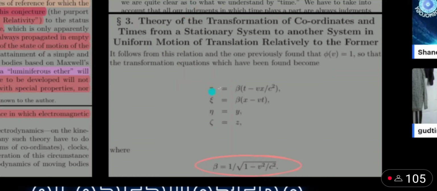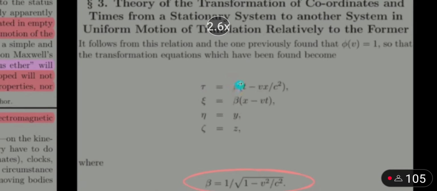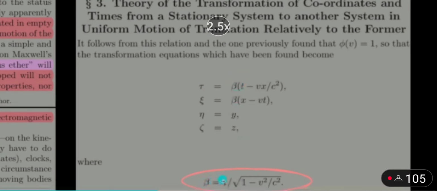So we've got our time variable here. This is going to be defined by our beta. This is our gamma factor contraction. So beta equals 1 over the square root of 1 minus v squared over c squared. You're going to put your velocity in here, and this is how much your time coordinate is going to change. And the same with your distance coordinate.